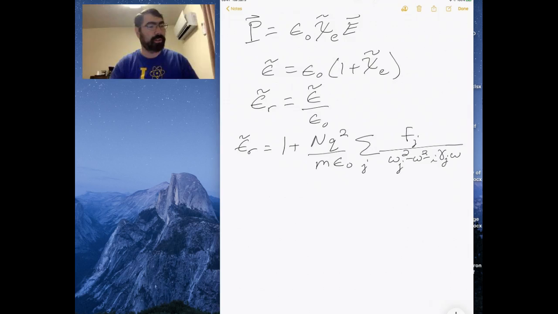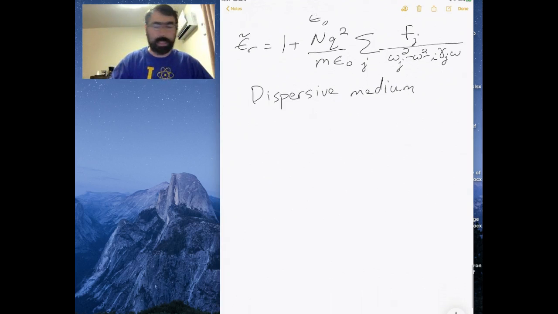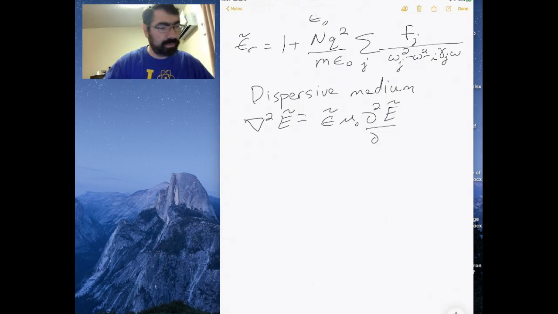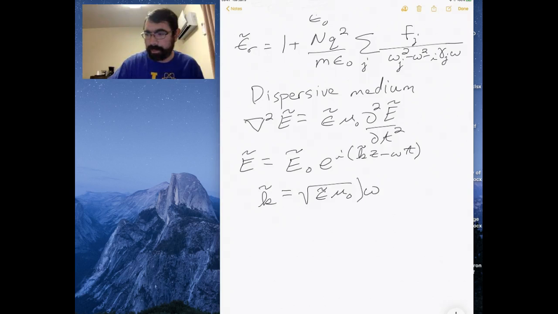Okay, so now for the dispersive medium, what we have is the Laplacian of the electric field is basically this wave equation right here, where mu 0 is the magnetic property, but we're not going to worry too much about that, which means that I can now have a wave equation for my electric field of this form, which means that my K is the square root of epsilon tilde mu 0 times omega, like so.